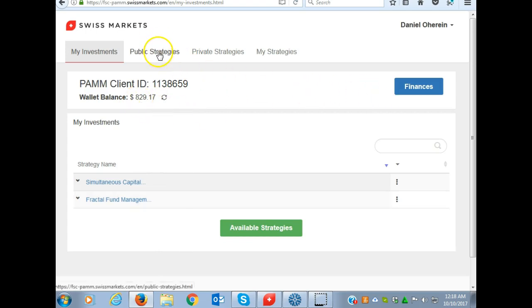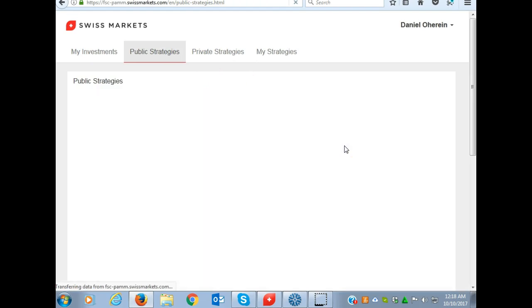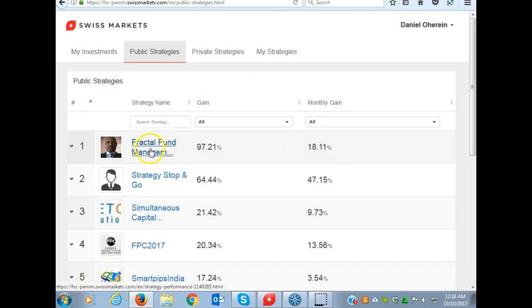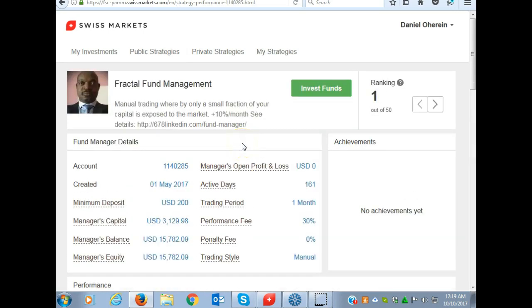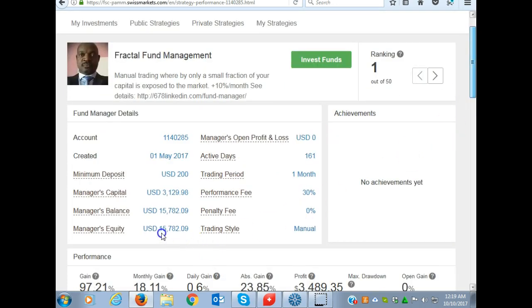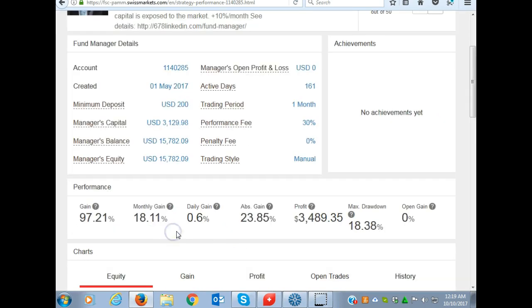I will go back to public strategy, and then I will click on Fractal Fund Management. Today the fund is now 97.21%. Yesterday it was 96. So I will click on Fractal Fund Management, and then I will invest. But before then, you can see the fund is now 15,708. This is because we have paid out some profit to the owners of the fund.